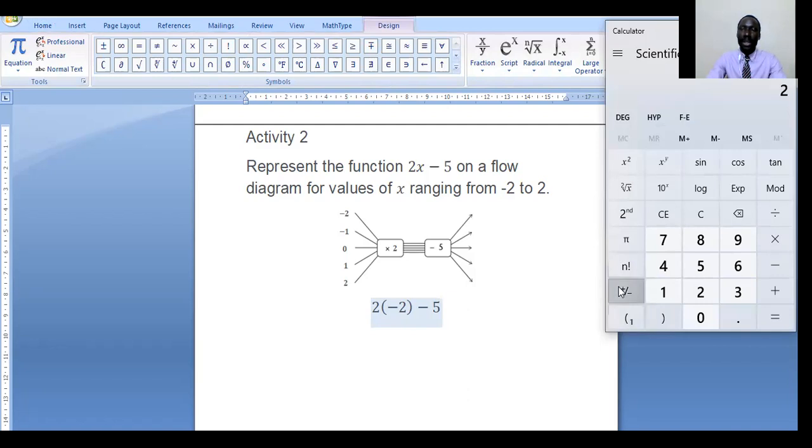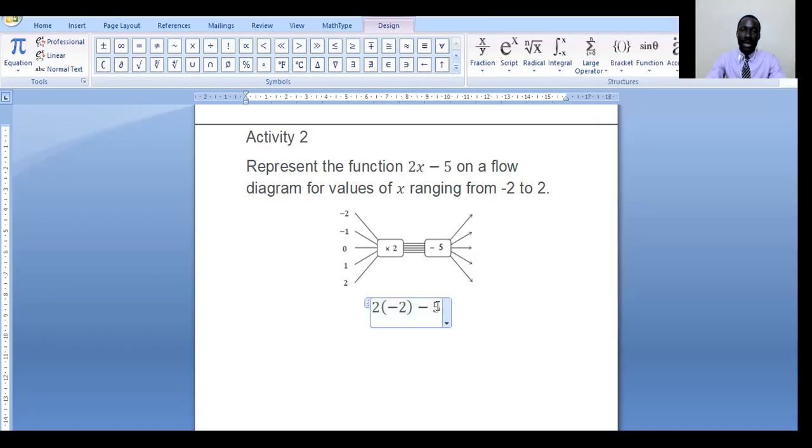Okay, 2 times -2, we close the bracket. All right, 2 times -2. Wait, 2 times -2. All right, then we close the bracket like this. Yes, 2 times -2 minus 5. What do we get from here? This gives -9. So we write it down as -9.